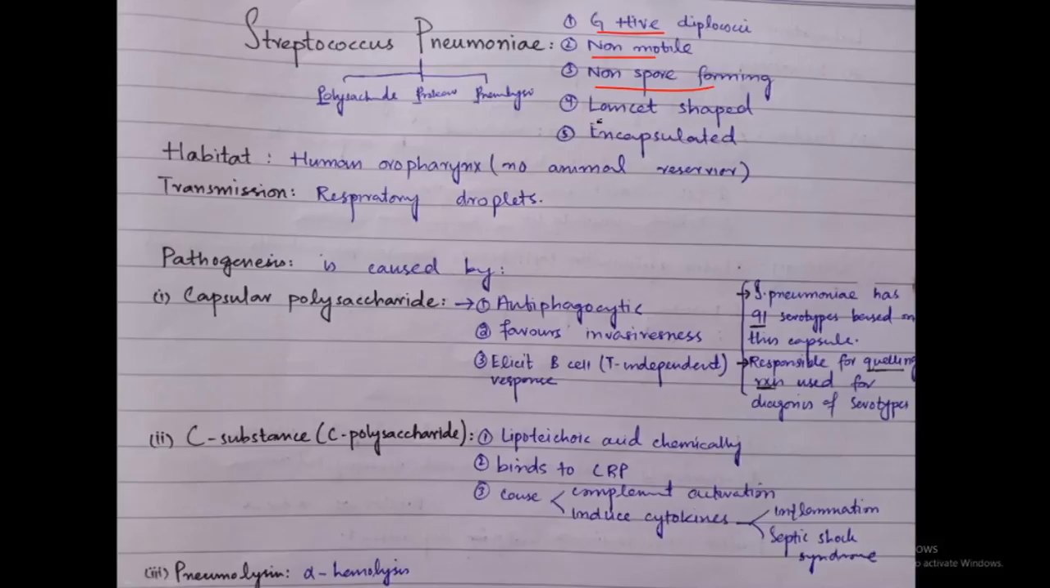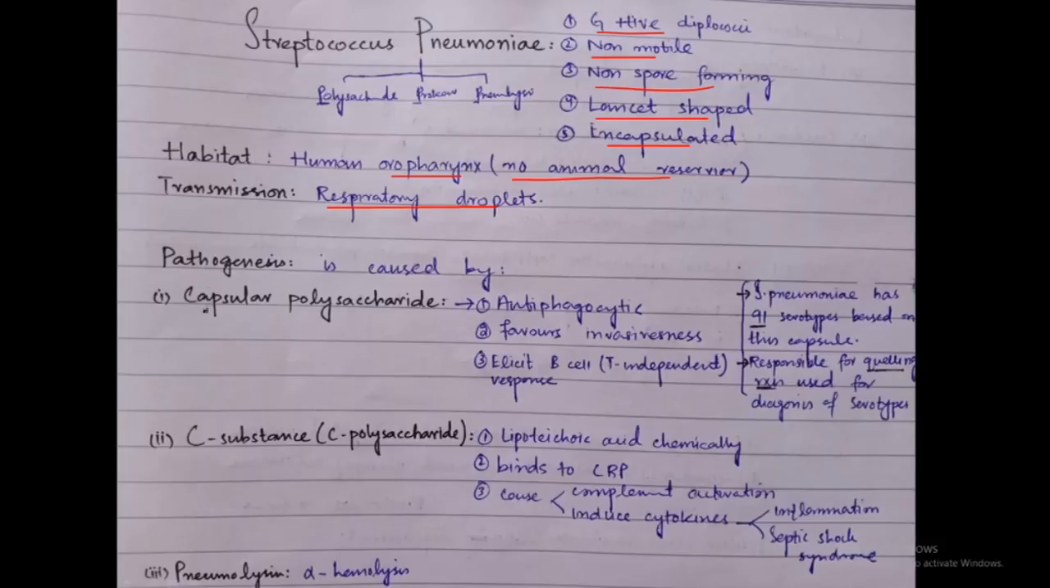An important point is that when we look under the microscope, we can see the streptococci as lancet shaped, and it is also encapsulated. It usually resides in the oropharynx of human beings, having no animal reservoir, and it is mainly transmitted through respiratory droplets. So now, how does Streptococcus pneumoniae cause disease?